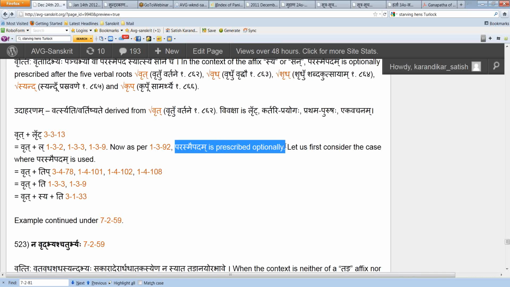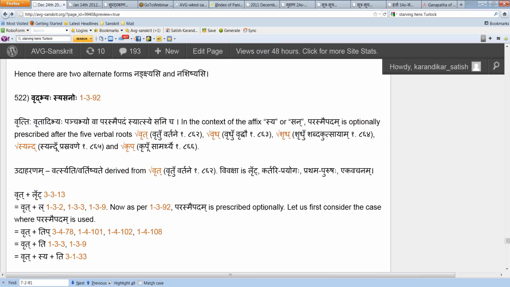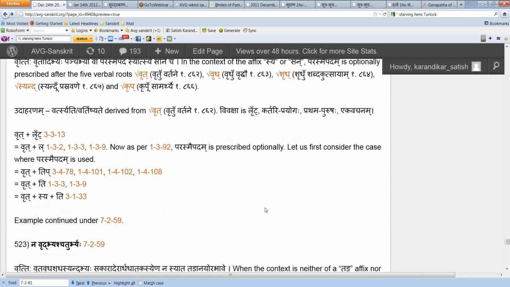Now the question is that, here, by 1392, parasmaipadam is optional. Right now, we are looking at the case where we are going to use parasmaipadam, because parasmaipadam is optional in the context of the pratyaya sya being used. So because of 1392, vridhyasya sanoho, we are going to do parasmaipadam optionally. So we are looking right now at the parasmaipada paksha. In the case parasmaipadam is used, we get vritsyati.